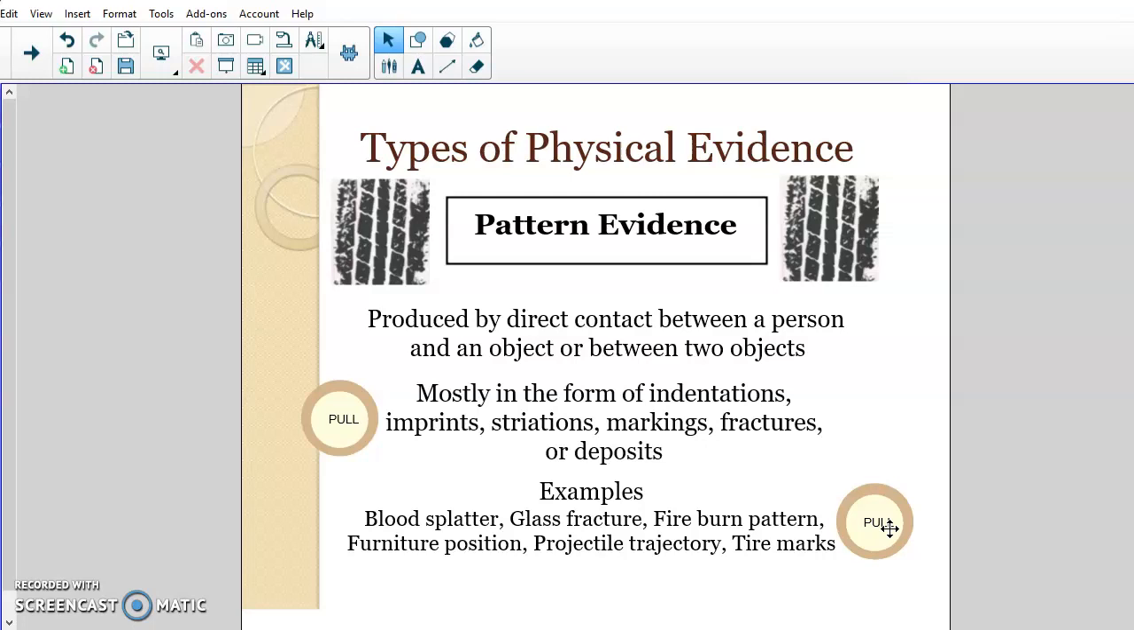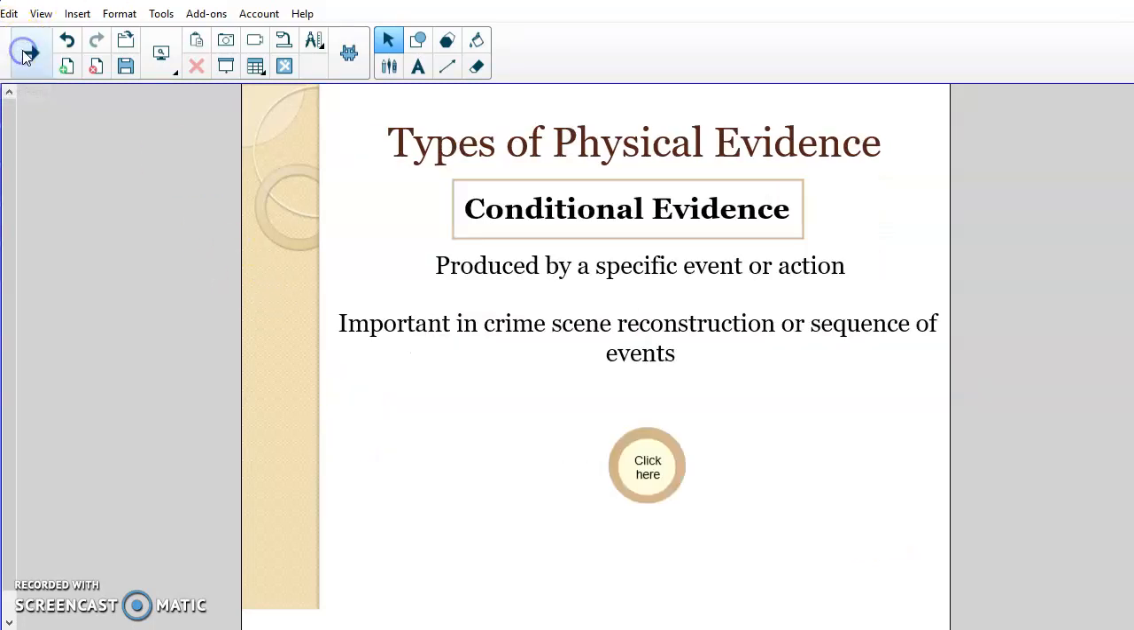Projectile trajectories, bullets or cartridges that are in walls or on the floor in certain locations, tire marks, those types of things. A burn pattern, it's anything where there's a pattern that's made when there's contact between a person and an object or between 2 objects, like the tire in the ground or something like that.